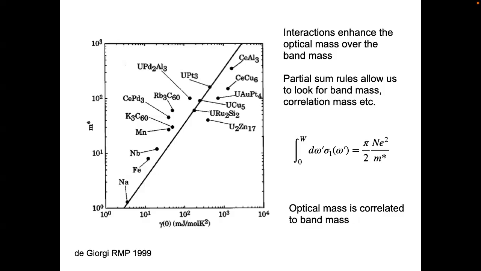So, for instance, quantities like the spin susceptibility typically won't pick up contributions to mass normalizations that come from electron-phonon interactions. But the heat capacity does.